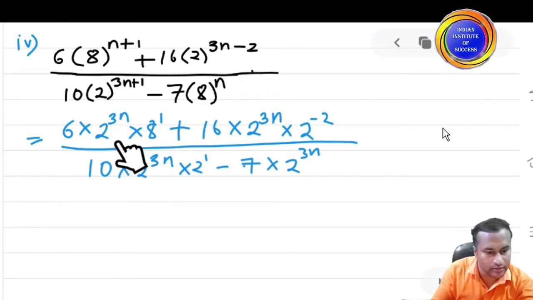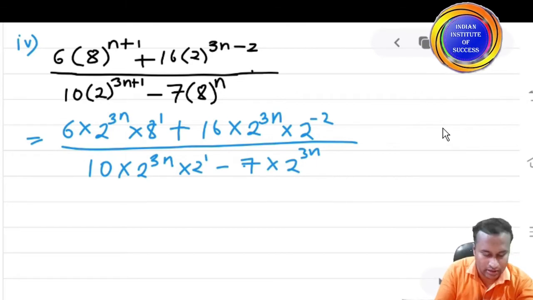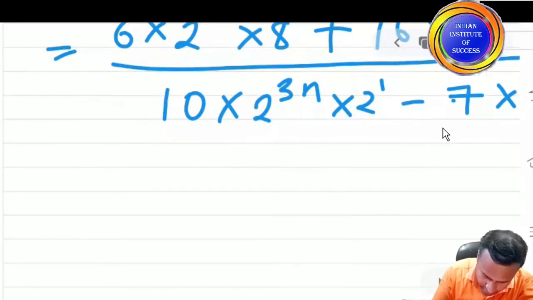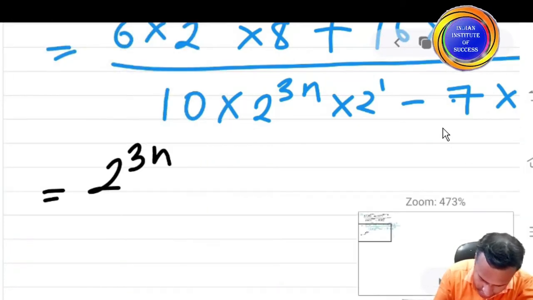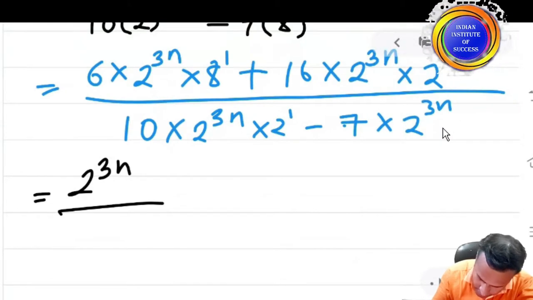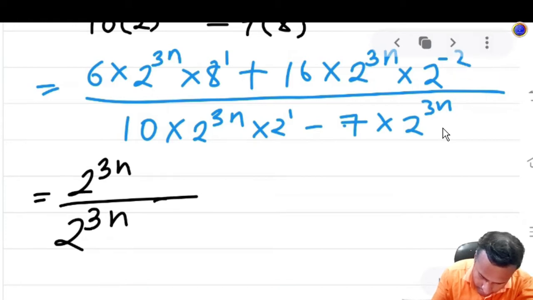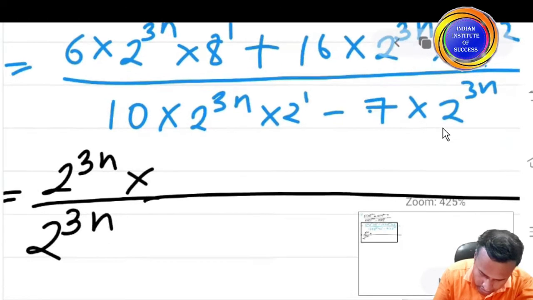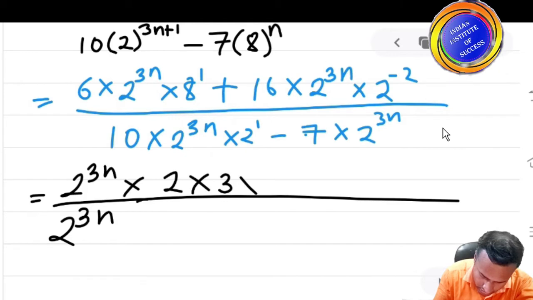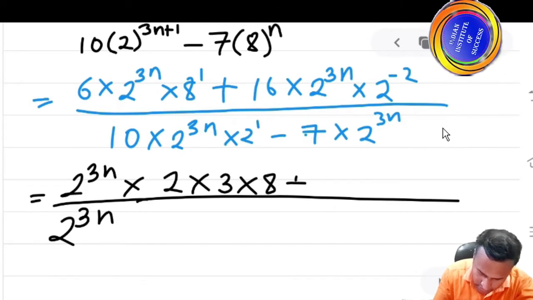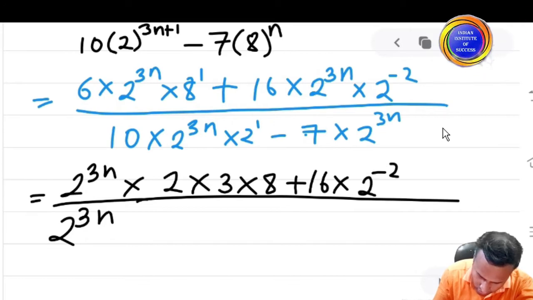Now first we have to take out common 2 raised to power 3n. So we can take out common from here. We will make 2 raised to power 3n outside. We will divide afterwards. So here what we have to do? 2 raised to power 3n we have taken out. Now here 2 into 3 into 8 plus 16 into 2 raised to power minus 2.